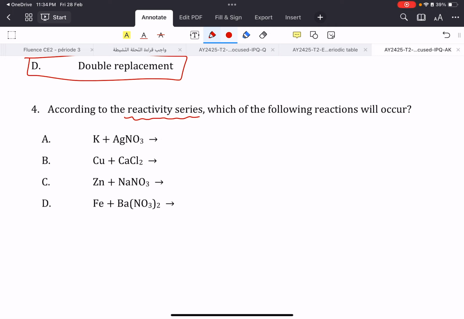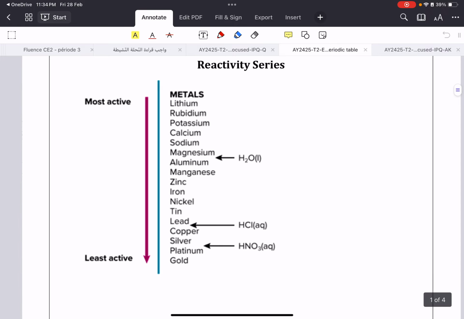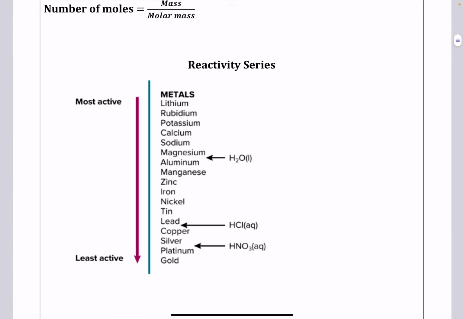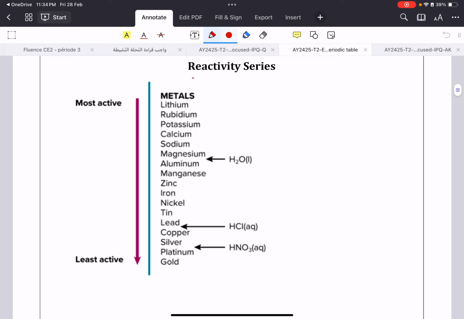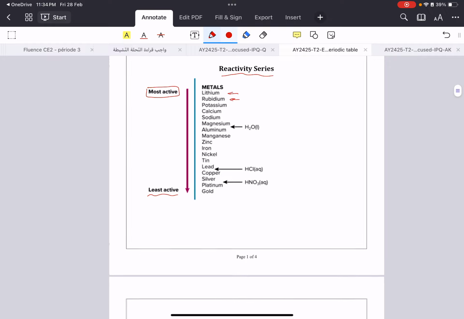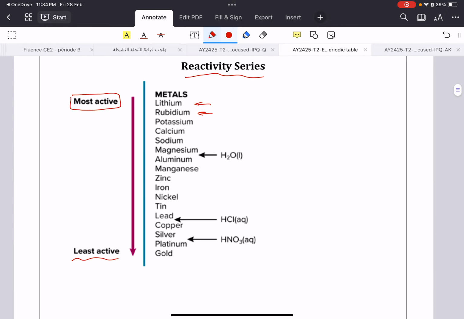Now, the use of the reactivity series. In order to answer this question, which of the following reactions will occur, you need to open in your exam and use the given reactivity series. So, here is the reactivity series. Before you start using it, double check how it is arranged. For example here, the ones on top are the most active metals, and the ones at the bottom are the least reactive metals.